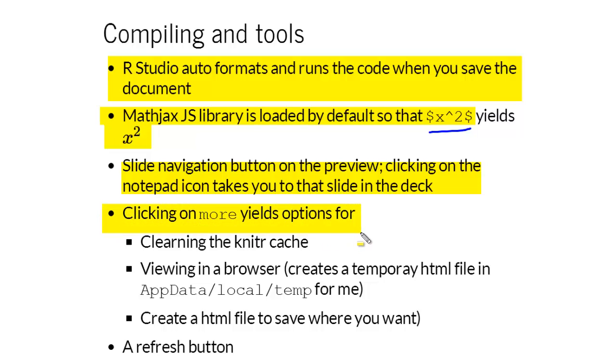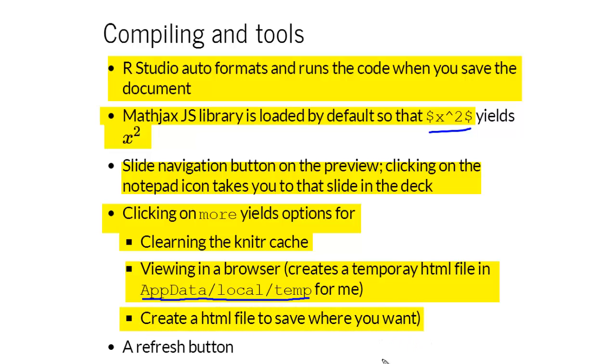Clicking on more yields options for, again, clearing the knitr cache, viewing in a browser. And if you just type view in a browser, it does not create the file in the directory that you're working in, right? For me, and I presume for you, it creates it in the temp directory for your application files. In mine, it's AppData Local Temp. And then you can also use that to create an HTML file. Then there's the refresh button that'll refresh it if you've saved some changes and haven't run it yet. And then the zoom button brings up the new window.